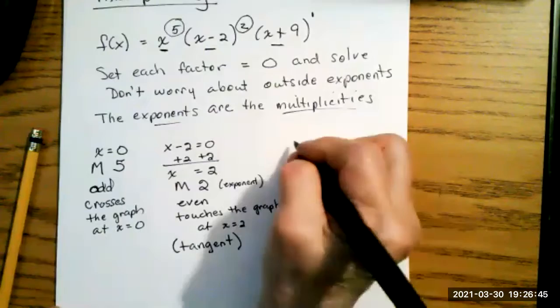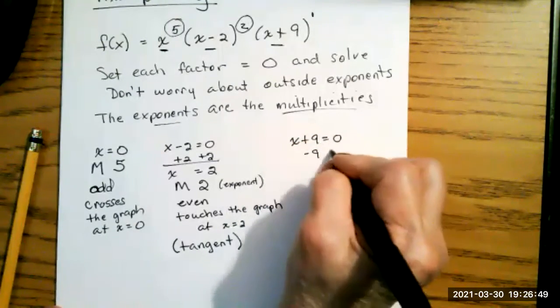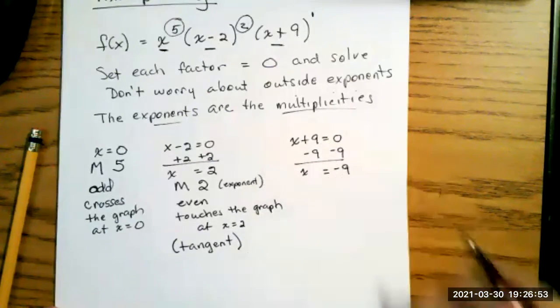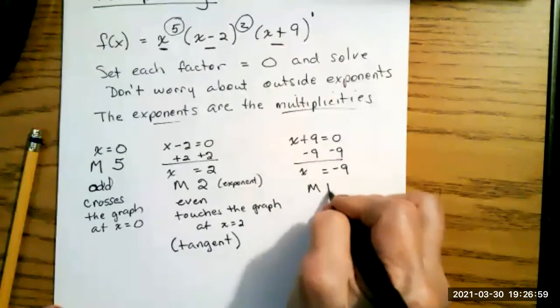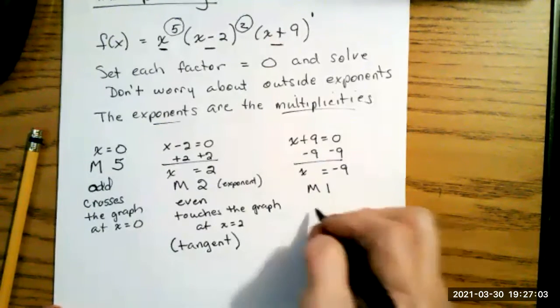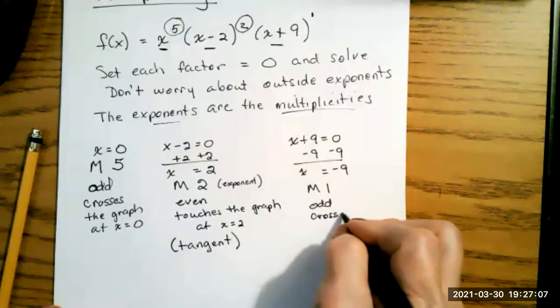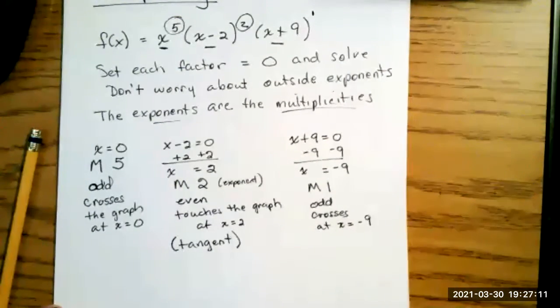The third one is x plus 9 equal to 0. Again, I need to solve. We've done this before. We just didn't have the multiplicities on them. And the exponent on that one for my multiplicity is 1, because the exponent is understood to be 1. It is odd, so it crosses at x equals negative 9.